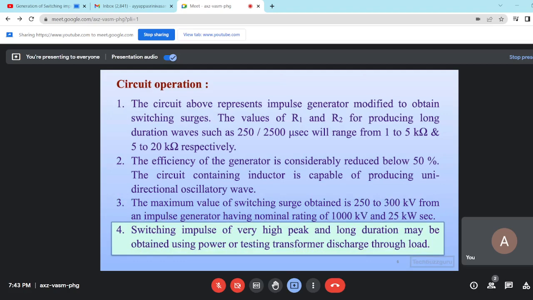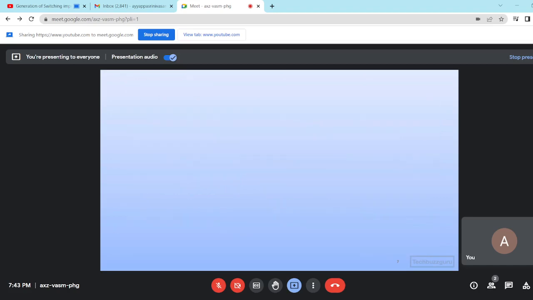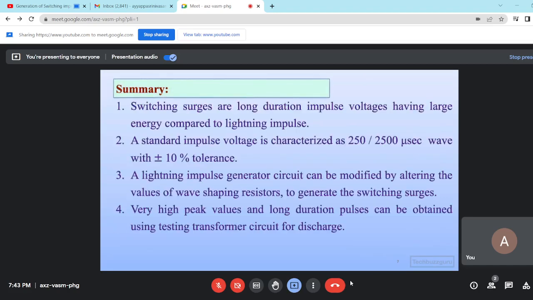The switching impulses of very high peak value and long duration may be obtained using the second configuration of method proposed earlier or suggested in the literature, that is using power transformer or testing transformer discharge through the load. So this is how the basic switching impulse generator circuit operates.